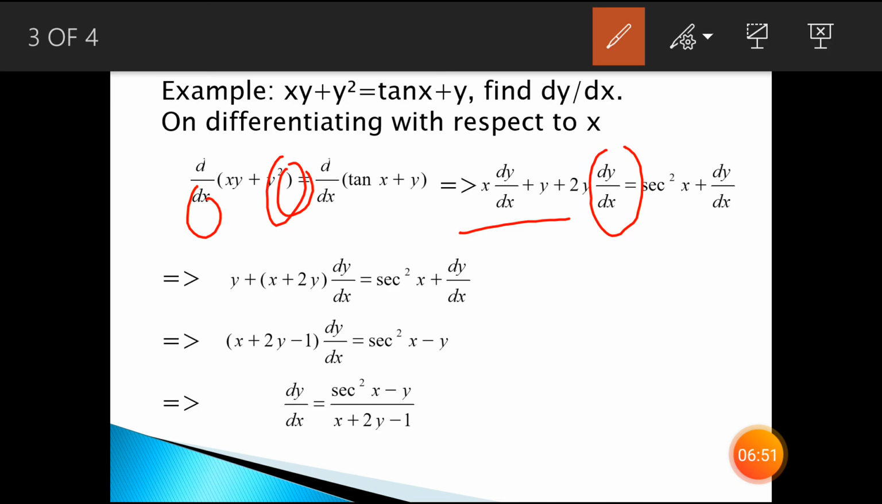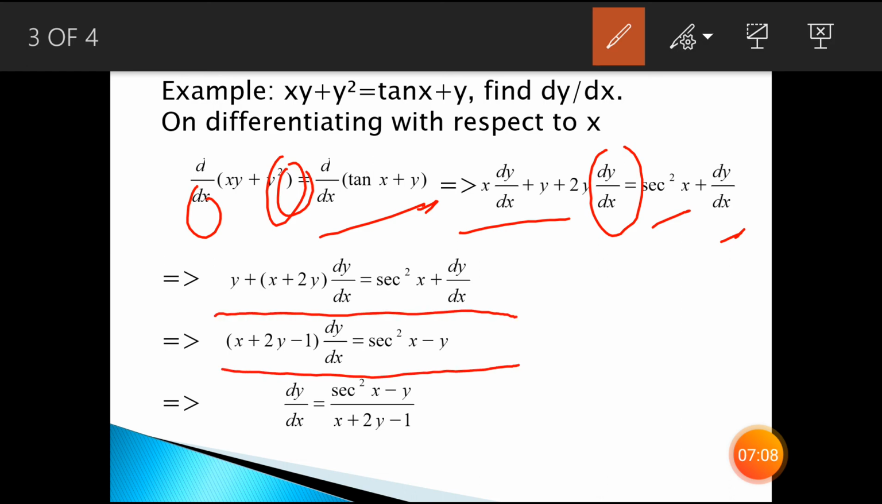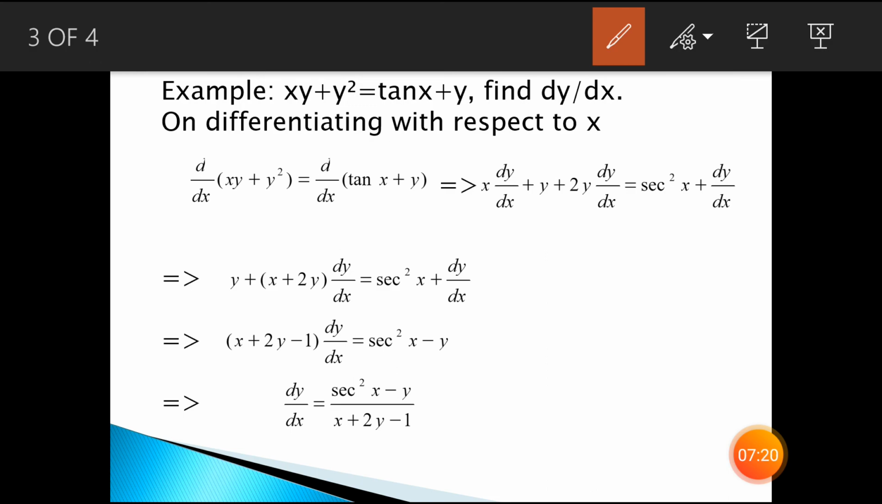Now this side, d over dx of 10x is sec square x, that you know the formula, and y becomes dy upon dx. Now again you transfer the values, take dy upon dx common and then solve it. So you will get this expression, and after that x plus 2y minus 1 times dy upon dx equals this, and finally your answer will become dy upon dx equals sec square x minus y upon x plus 2y minus 1. Again, the question is not so tough, a very easy question.